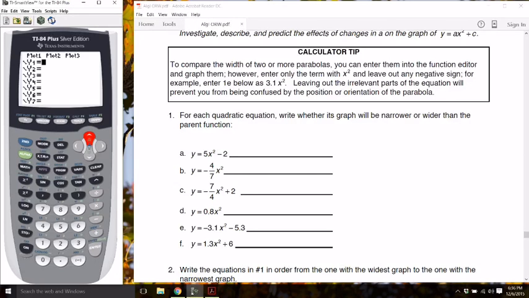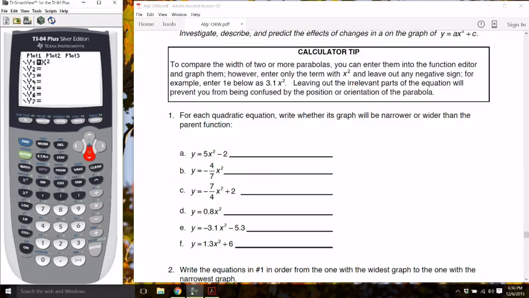So when we're talking about if a graph is wider or narrower than the parent function, that's just the number in front of x squared. That's the only number that matters, okay? Everything else has to do with a shift or a reflection for the graph. So in my y1, I'm going to type x squared, which is the parent function.